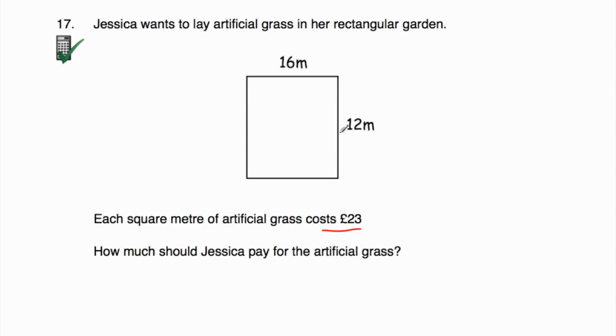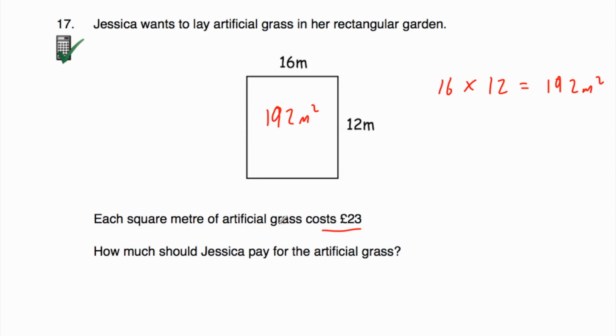So first of all, let's find the area of this rectangle, the area of her garden. So the area of her garden will be equal to the length, which is 16, multiplied by the width, which is equal to 12, and that will be equal to the area of the garden. So let's do 16 multiplied by 12, and it's a calculator question. So 16 multiplied by 12 is equal to 192 meters squared. So her garden has an area of 192 square meters. So we now know the area of the whole garden.